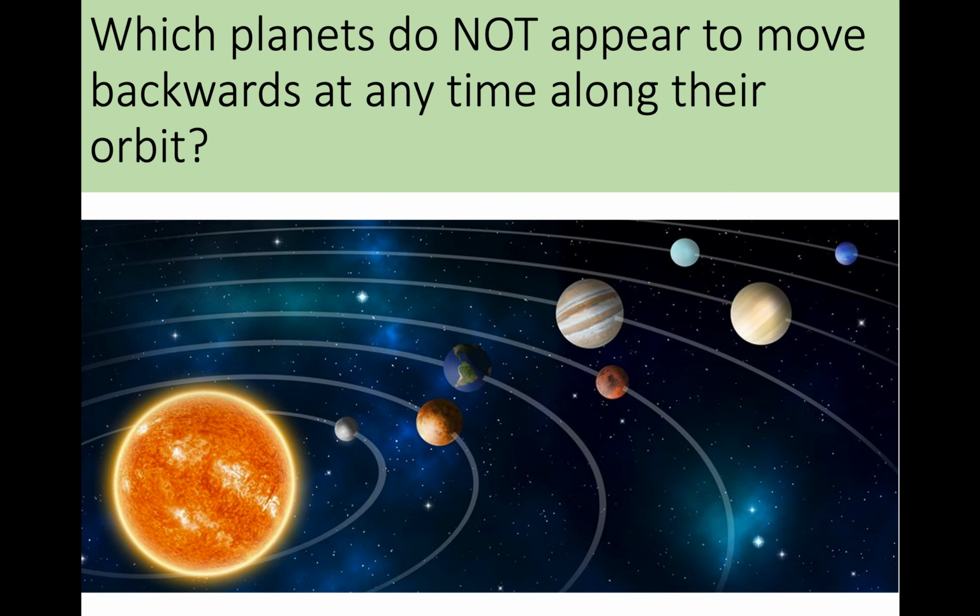So question, which of the planets do not appear to move backwards at any time along their orbit? It's a trick. All of the planets appear to move backwards at some time along their orbit. So both the inner and the outer planets appear to move backwards as the orbits pass each other. Earth would also appear to move backwards from any of the other planets, because either that planet is lapping Earth or Earth is lapping that planet. So we're still going to have the retrograde effect.